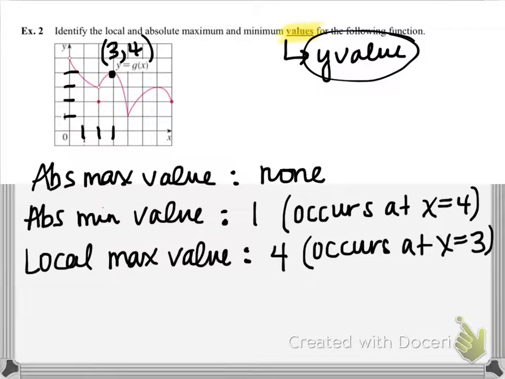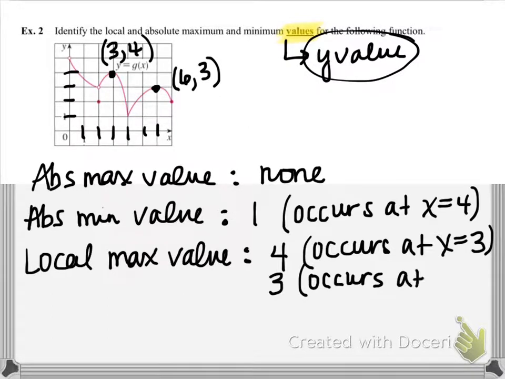Then searching for other high points, it looks like we have another high point here. And that looks like the coordinate 6, 3. So we have a second local max value of 3. That's the y value. And again, it occurs at x equals 6.